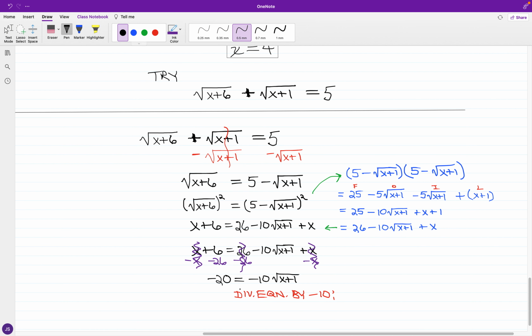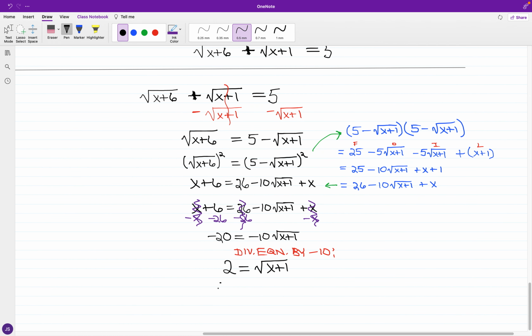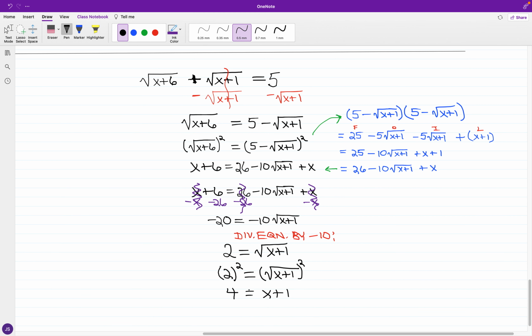Okay, so the left-hand side is going to become 2, and we have that equal to the square root of x plus 1, and one more round of squaring to perform. Okay, so 2 squared is 4, and we've got 4 is equal to x plus 1. If you take 1 away from 4 and isolate x, we're going to have an apparent solution of 3.